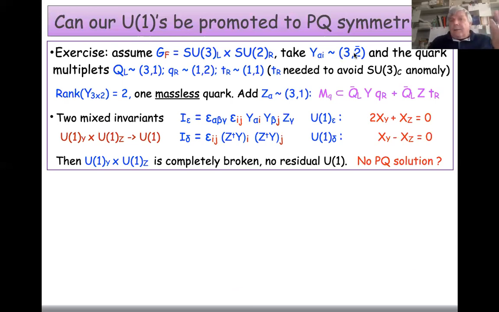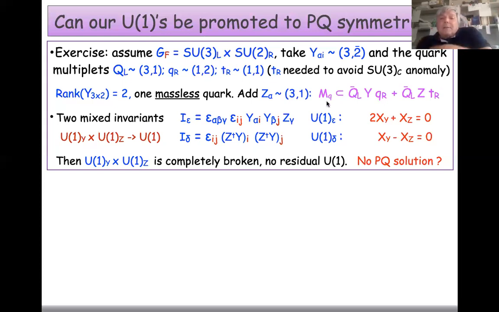For a matrix 3 times 2, there is always a rank which is the smallest number, whether they are the rows or the columns. So the rank of Y, 3 times 2, is 2. Rank 2 means it has only 2 eigenvalues. So we have one massless quark. We are forced to add an additional scalar multiplet. The simple way is to add a triplet, so a triplet of SU(3) and a singlet of SU(2), which I call Z.